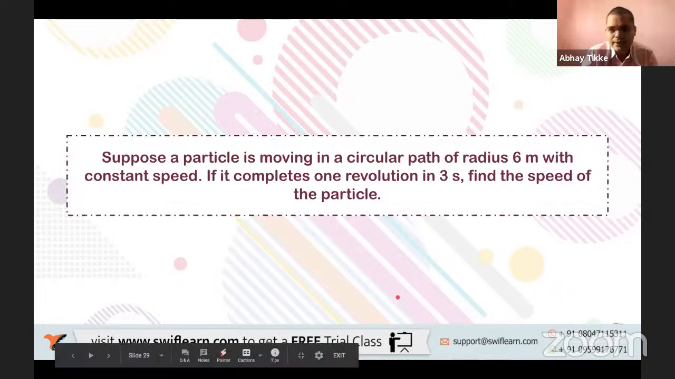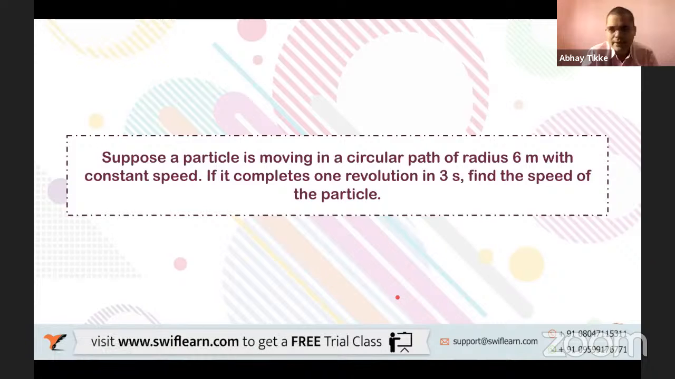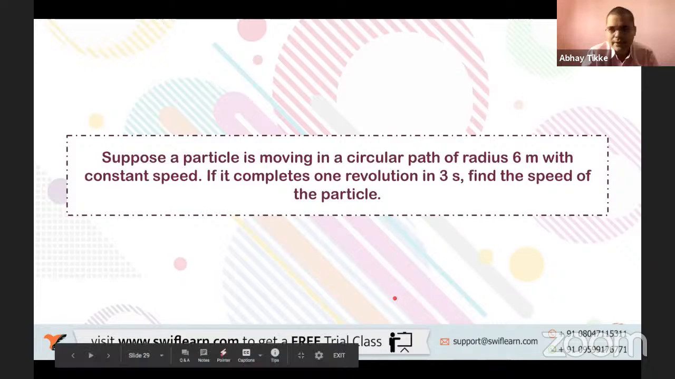Suppose a particle is moving in a circular path of radius 6 meter with a constant speed. Again, this is uniform circular motion. If it completes one revolution in 3 seconds, find the speed of the particle. Now, this is again very simple. Let's solve this.